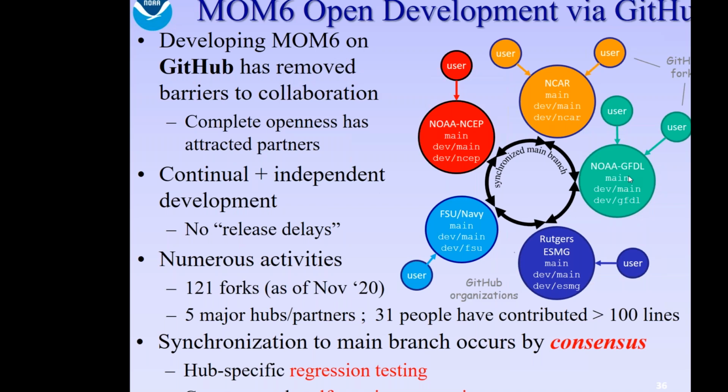But all of the synchronization here is always done by consensus and under the principle that we will try to accept things as long as you're not breaking things for somebody else. And so we have objective ways of evaluating that. First one is with extensive testing, extensive regression testing of anything that works.